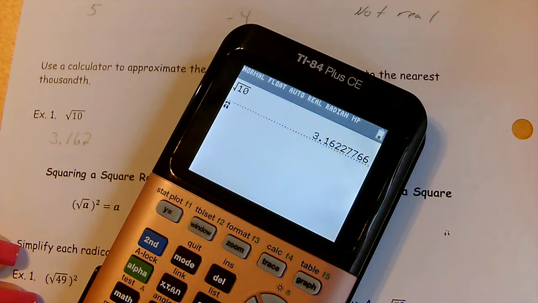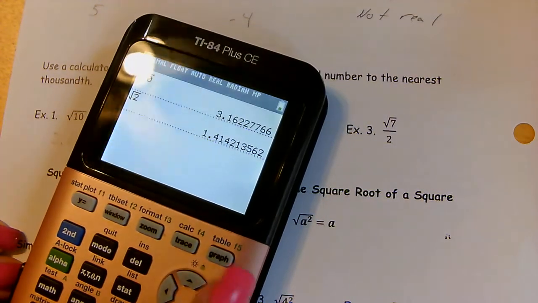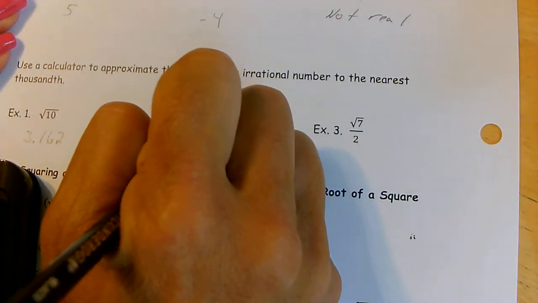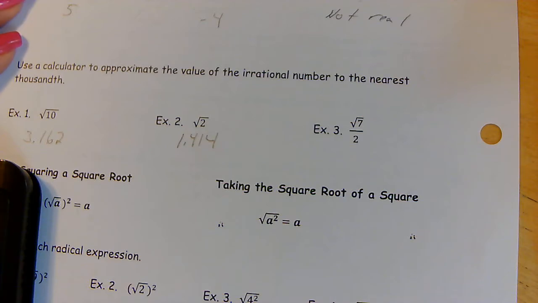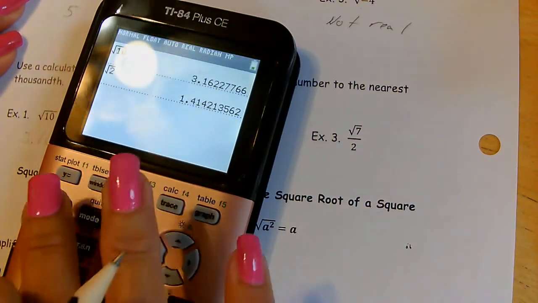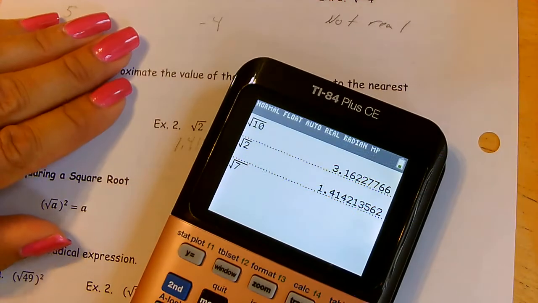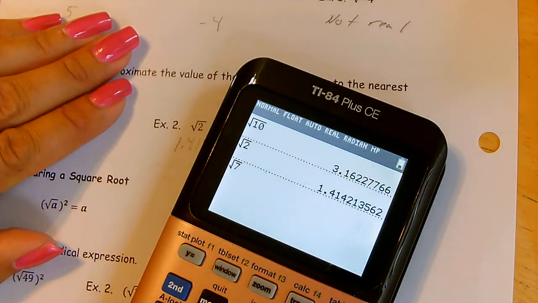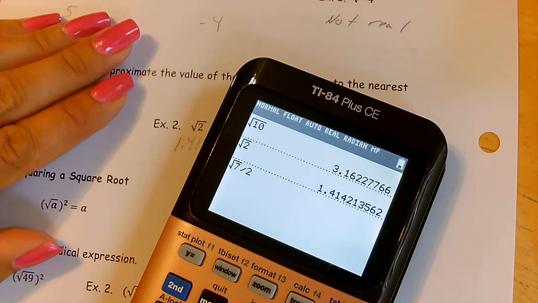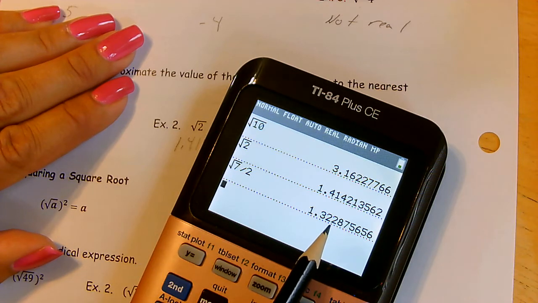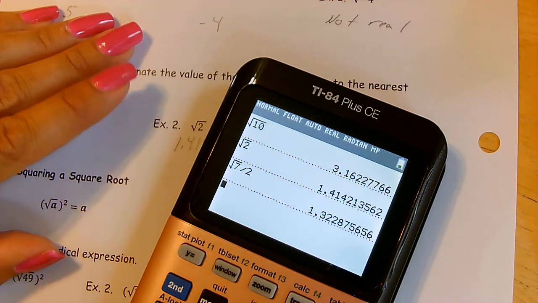Square root of 2 to the 3rd decimal place. It's going to stay at 4. And square root of 7. Notice I'm getting out of the square root before I divide by 2. I don't want the whole thing under the square root symbol. And it's going to go up to 3 because that's an 8, 1.323.